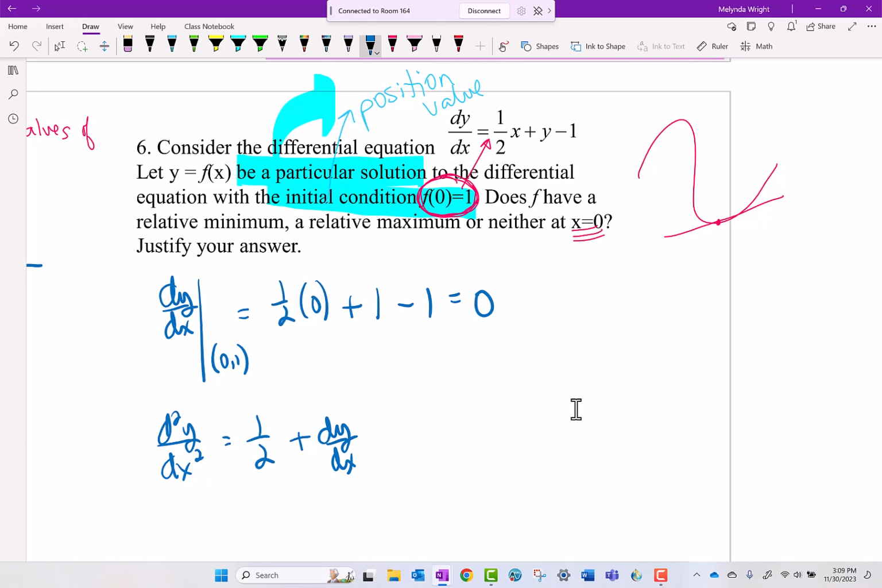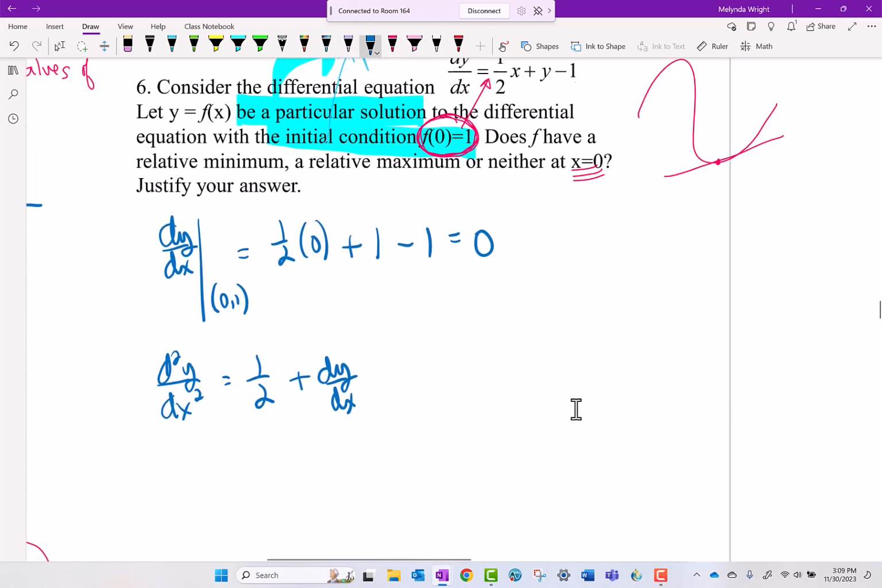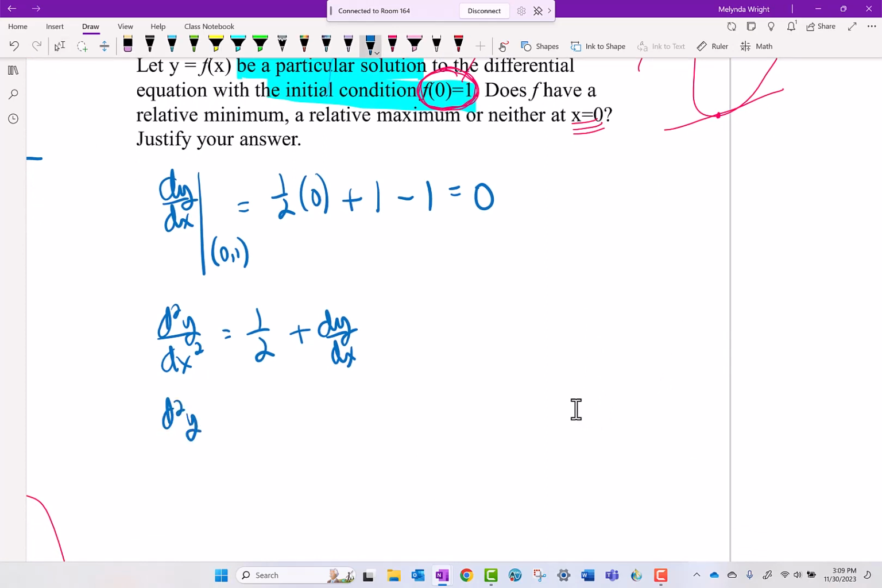That's weird. So what are we going to do with that? We're going to evaluate it at 0, 1. So the second derivative at 0, 1 is, so that's just a constant. What was the first derivative value at 0, 1? It was 0. Okay, so the second derivative is greater than 0. It's positive. So if the first derivative is 0 and the second derivative is positive, do we have a relative max or a relative min? We got a relative min.